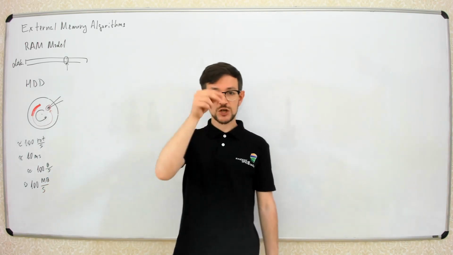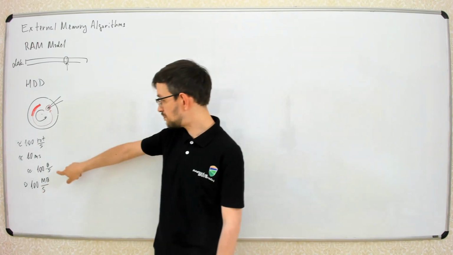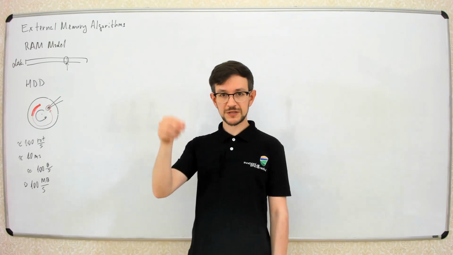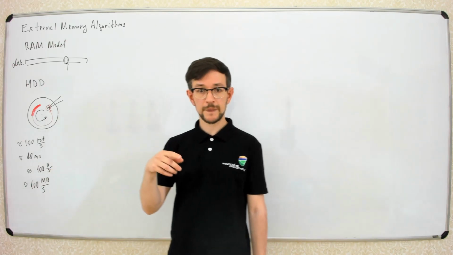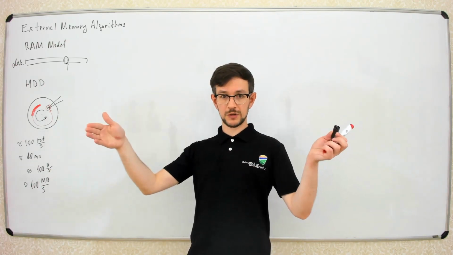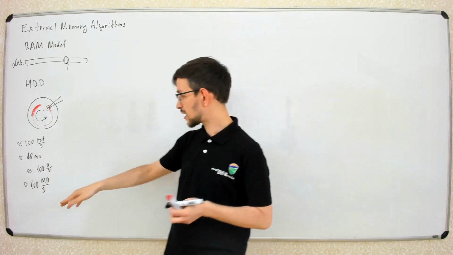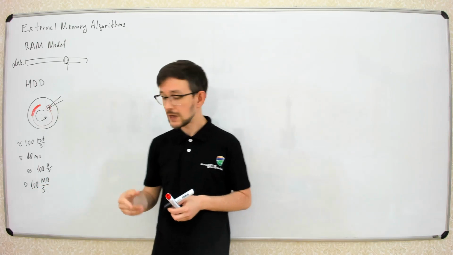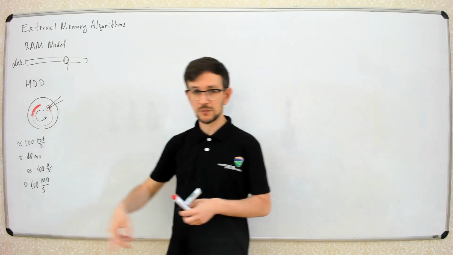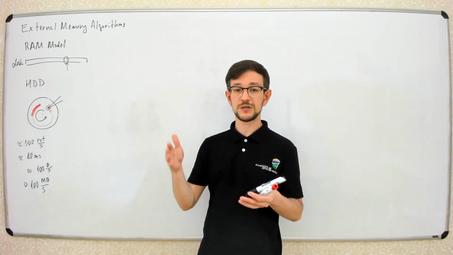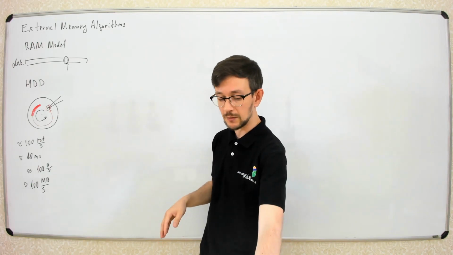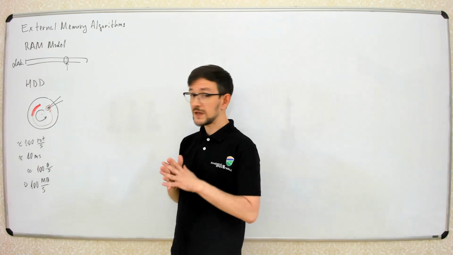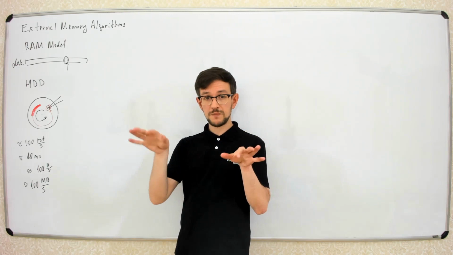So if you read just random bytes, the speed of this random access will be 100 bytes per second. If you read a consecutive block of bytes, then the speed of the consecutive read will be about 100 megabytes per second. So the difference between these two is about 1 million. So the difference of time complexity is 1 million. That's quite a big difference.